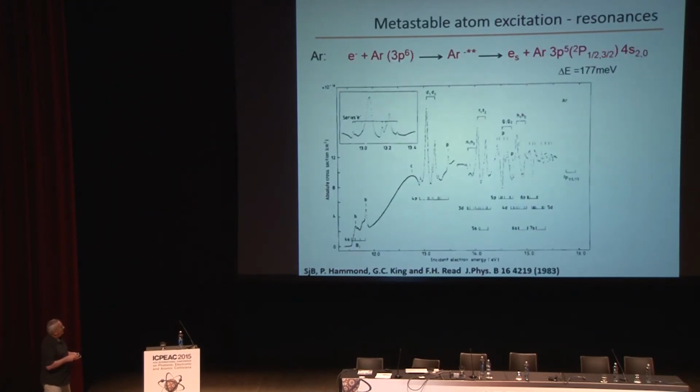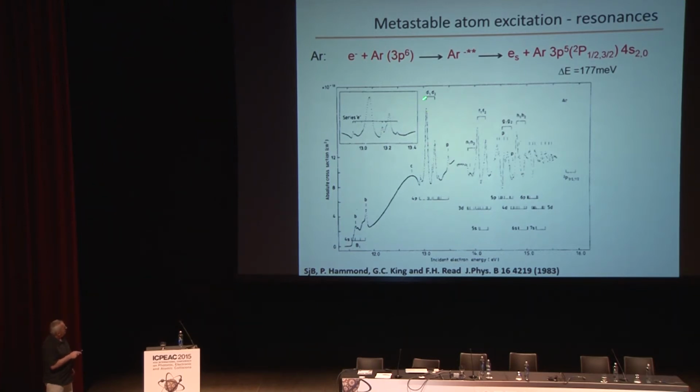The next subject I'd like to focus on is an experiment that I was involved in 32 years ago at the University of Manchester when I worked in Frank Read's group. We did a series of measurements on the metastable atom excitation function for the rare gases, so for all rare gases. And this is an example in argon. I don't really want to spend too much time on the experiment, but I want to show in a minute where theory has come over the last 32 years.